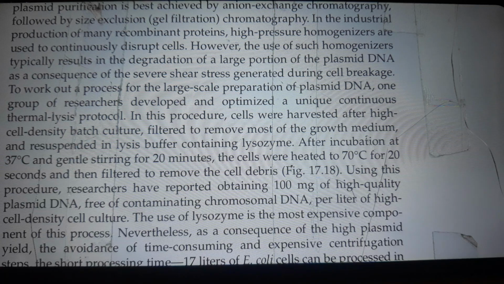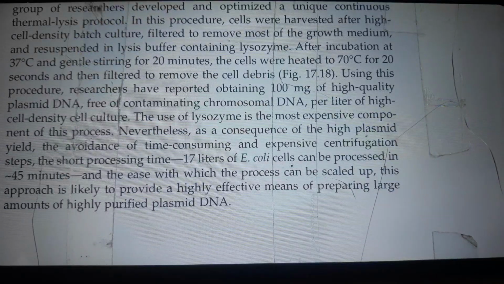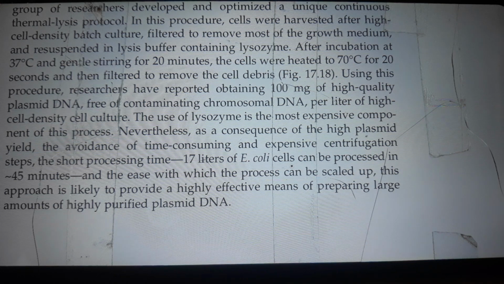After incubation at 37 degrees centigrade with gentle stirring for 20 minutes, the cells were heated to 70 degrees centigrade for 20 seconds and then filtered to remove the cell debris. Using this procedure, researchers have reported obtaining 100 mg of high quality plasmid DNA, free of contaminating chromosomal DNA, per liter of high cell density culture.